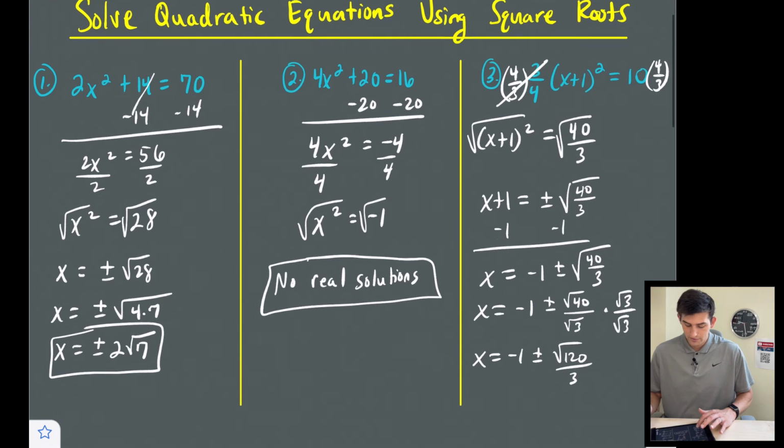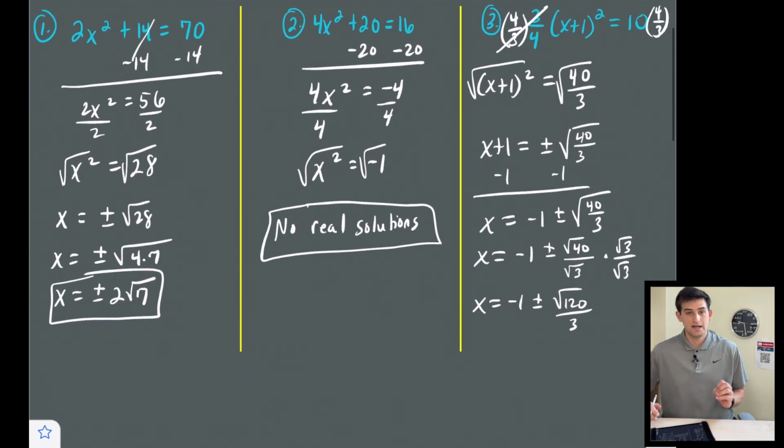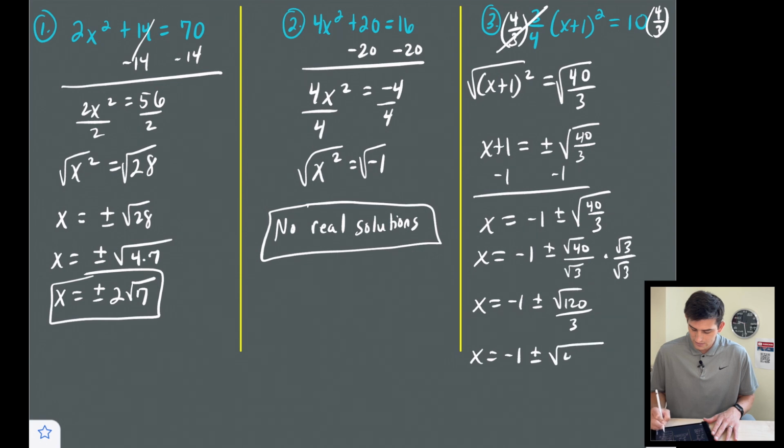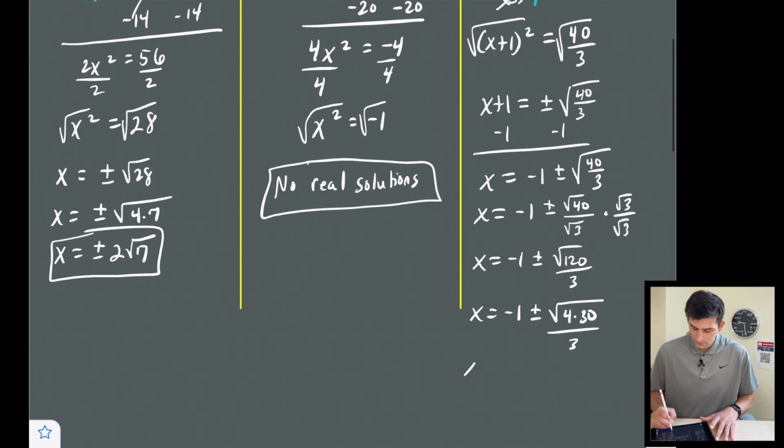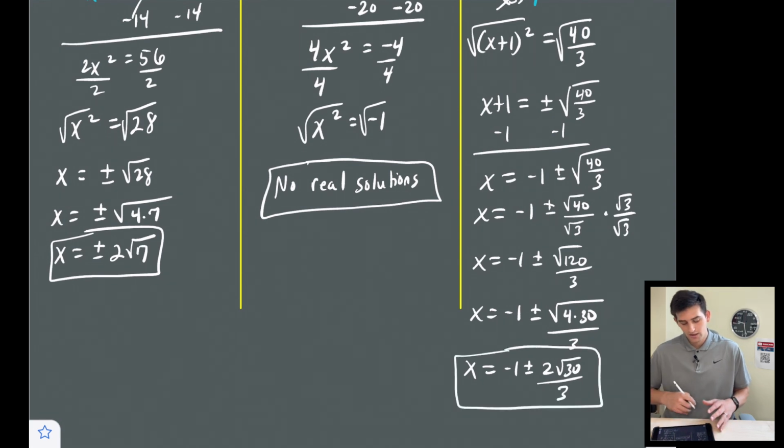Okay, so now since we have 120 in there, we can simplify that. Think about perfect square factors: it has a perfect square factor of 4, right? So we could write this as x equals negative 1 plus or minus the square root of 4 times 30 divided by 3. And we can write that now as negative 1 plus or minus 2 root 30, and we can divide that by 3. Okay, so that would be our final answer there. We have negative 1 plus or minus 2 root 30 over 3. And that's how you can solve quadratic equations using square roots.